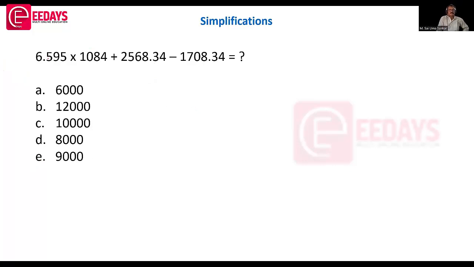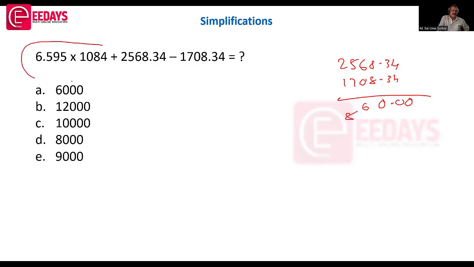Next, let us take this is equal to 6.5 into 1024. Let us take. All are zeros, so no other possibility. All right, 2568.34, 1708.34. So 0 0 0 6, and this is equal to 25 860.